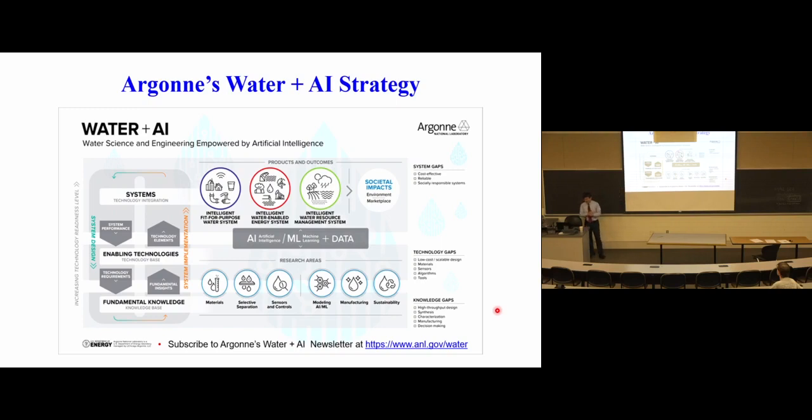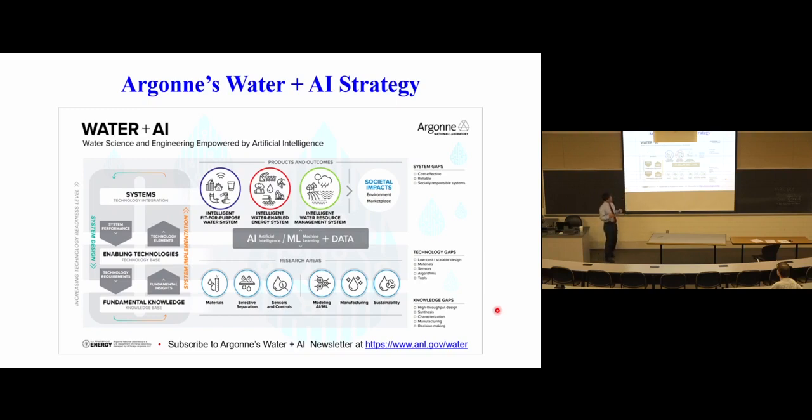The top plane is systems integration: intelligent water systems, fit-for-purpose water, which means you can treat water to the right level of purity for the right type of application, water-enabled energy application systems, and water resource management systems. And we believe in the coming decades, data and AI and machine learning will be critical to optimize each of these systems.